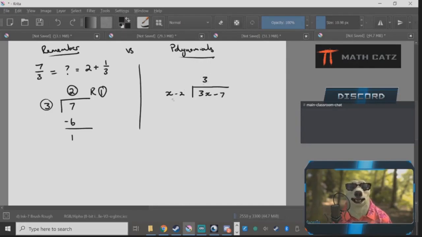Okay, so 3 times x is 3x. 3 times negative 2, negative 6. This is sort of what I've used so far, and I need to take it away, all of it. Now, by design, the x terms will cancel. 3x minus 3x. Negative 7 plus 6 is negative 1. I can't fit x anymore in. The degree of this negative 1 is lower than the degree 1 with the x. That's my remainder.